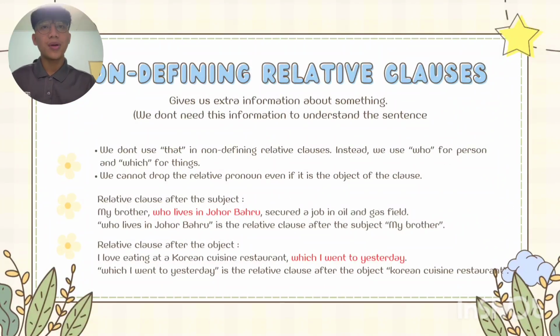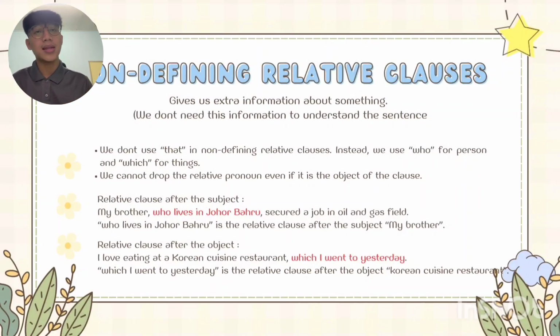Okay, so now we're going to go to the second type of relative clause, which is non-defining relative clauses. Non-defining relative clauses give us extra information about something. Basically, we don't need this information to understand the sentence, it's just extra information. In this type of relative clause, we don't use that. Instead, we use who for person and which for things. But if we use it, we cannot drop the relative pronoun, even if it is the object of the clause.